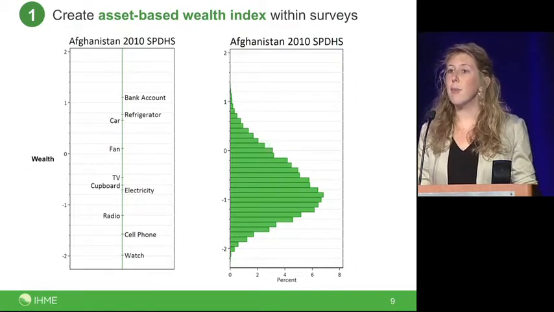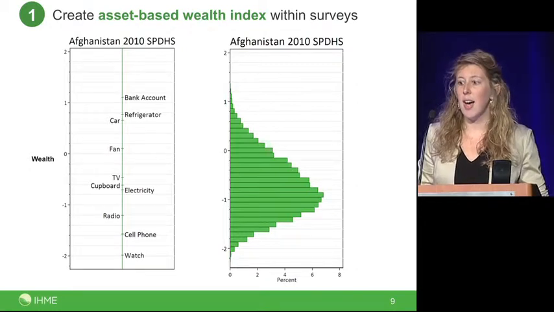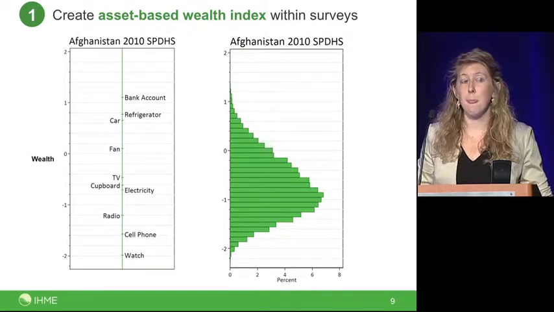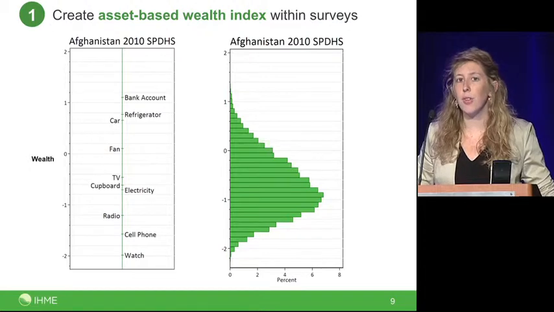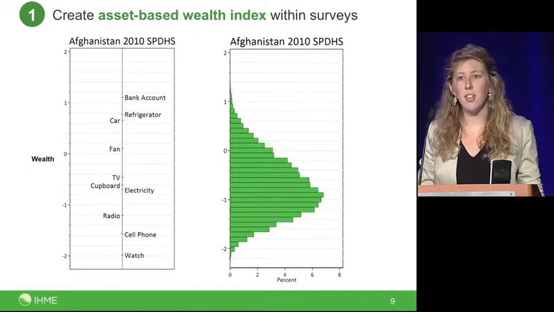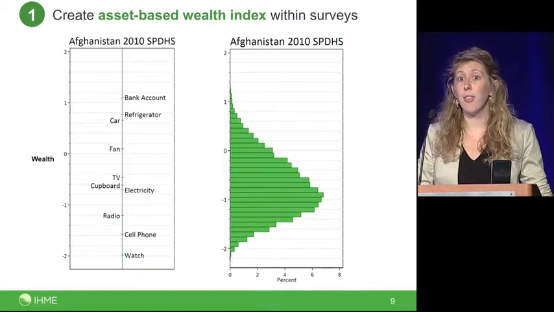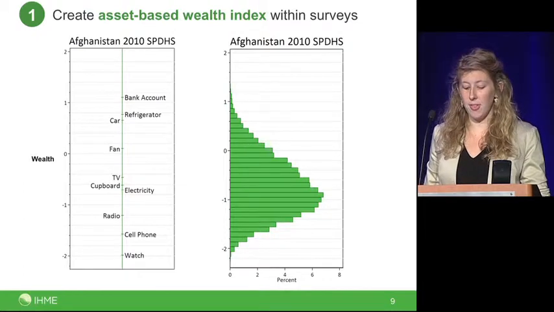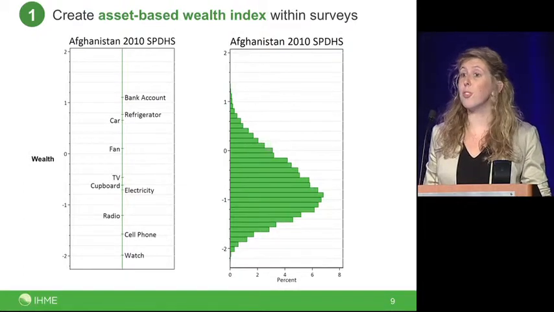When we combine this information on asset cut points, the household characteristics, and what assets a household actually owns, we can make our final, or our posterior, estimate of that household's wealth. When we plot all of the households' wealth in a survey, we get the distribution seen on the right.